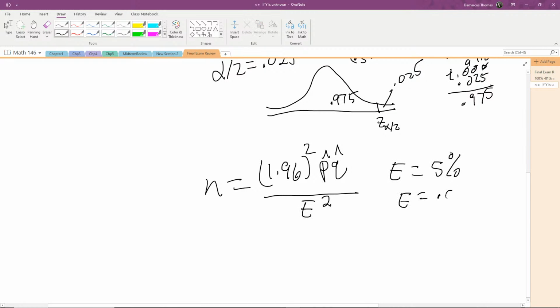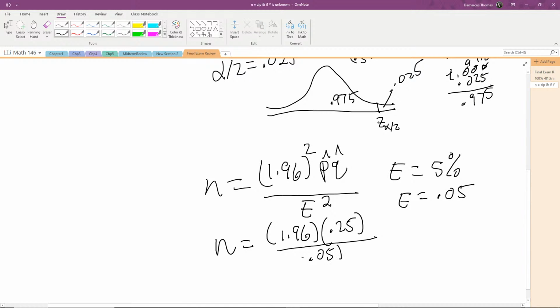Which is really 0.05. So the number of people that need to be surveyed is 1.96 times p hat q hat. Well, we don't know p and q in part A, so we're going to just put in 0.25 divided by the margin of error, which is 0.05, but we have to square that. And then we round up. That's the thing that you got to remember about this particular problem.